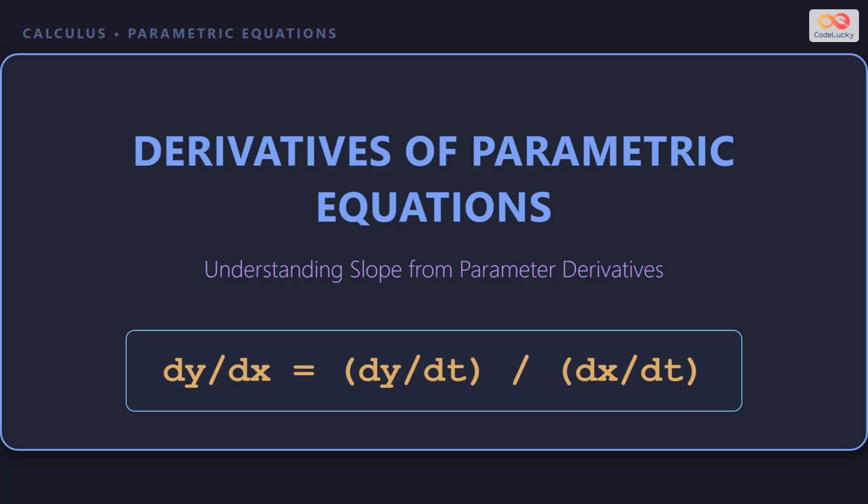In calculus, we often deal with functions where y is defined directly by x. However, in physics and engineering, it is common to define both x and y in terms of a third variable, often called a parameter, t. Today, we will learn exactly how to find the slope of the tangent line, dy/dx, when we are given these parametric equations.